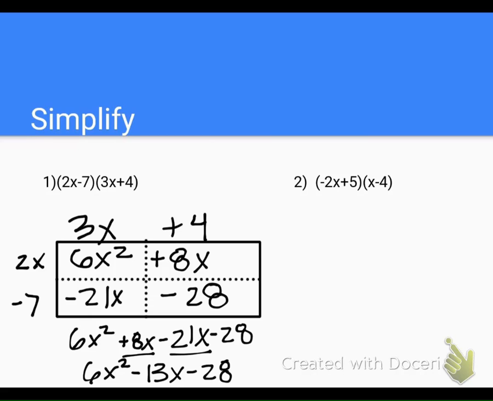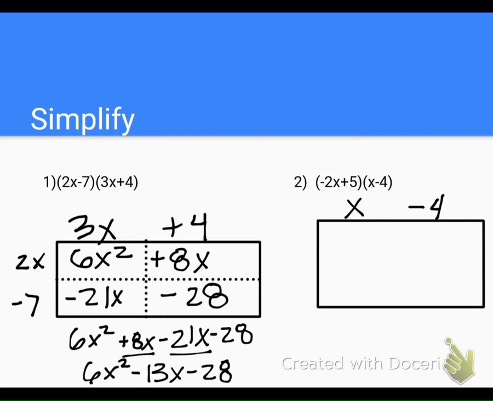Okay, in this second example, I'm going to do something very similar. So I make my rectangle. I set x minus 4 on top, then negative 2x plus 5 goes on the side. I'm going to break up my rectangle anywhere I see addition or subtraction, so it looks like this, and then find the area of each box by multiplying the length and width.